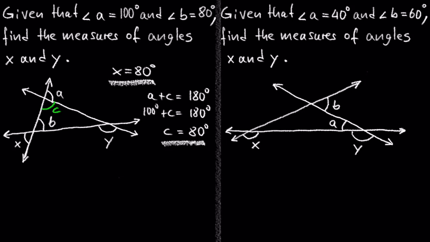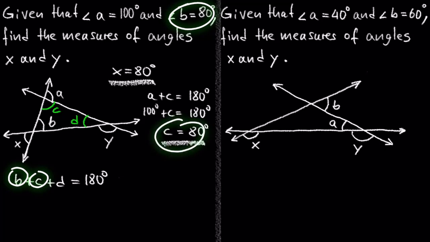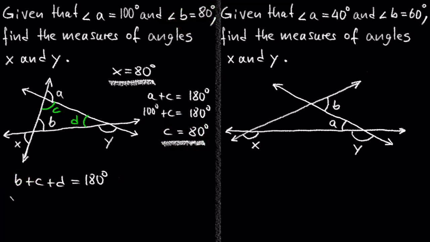Now, with this fact, we can write B plus C plus D equals 180 degrees. Let's call this D. And with B 80 degrees and C 80 degrees, we get 80 degrees plus 80 degrees plus D equals 180 degrees. 180 degrees minus 160 degrees is 20 degrees. So we get D equals 20 degrees.